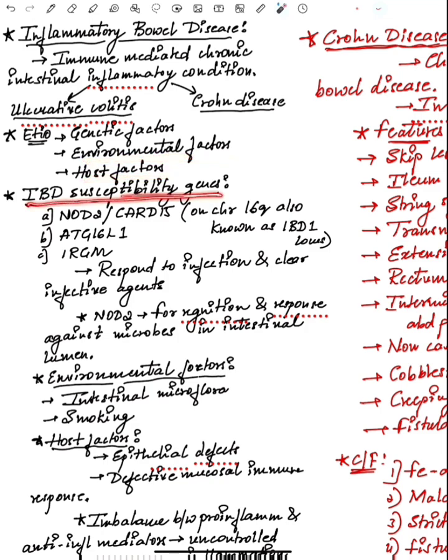IBD susceptibility genes, there are three. Those are NOD2, CARD15. CARD15 or NOD2 are present on chromosome 16q, also known as the IBD1 locus, ATG16L1 gene, and IRGM. It responds to infection and clears infective agents. NOD2 is for recognition and response against microbes in the intestinal lumen.